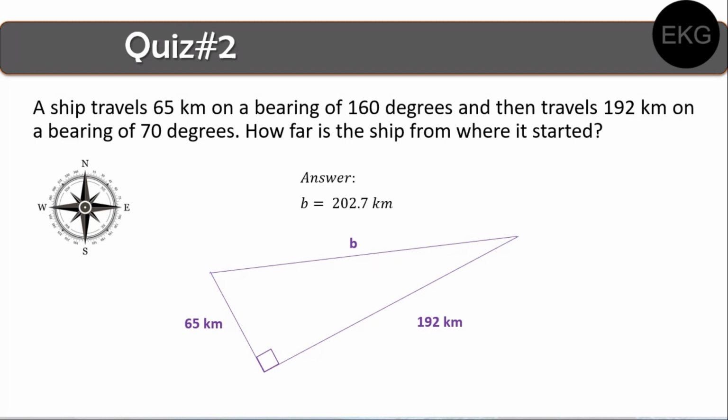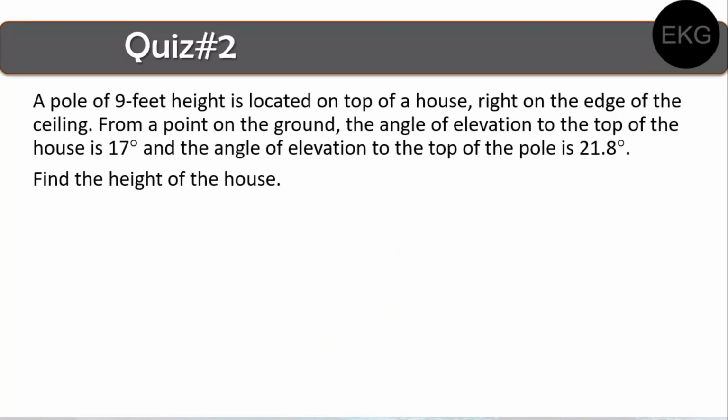Moving on to the last problem, which is basically the most difficult problem on this particular quiz. For the fourth problem, a pole of 9 feet high is located on top of a house, right on the edge of the ceiling. From a point on the ground, the angle of elevation to the top of the house is 17 degrees, and the angle of elevation to the top of the pole is 21.8 degrees. Now find the height of the house.